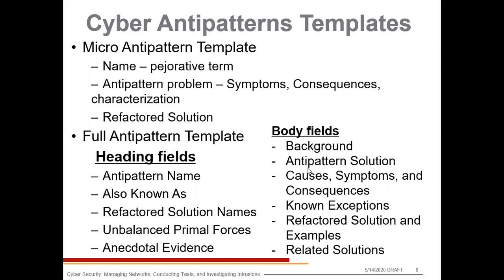And what is the background for this anti-pattern? For better understanding, it will help. And what is the anti-pattern solution? Here you just have the name, but here you have the solution. And then you have causes, symptoms, and consequences of this particular anti-pattern. Then you have known exception.